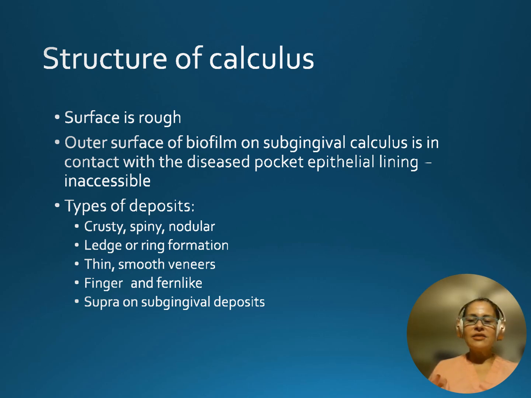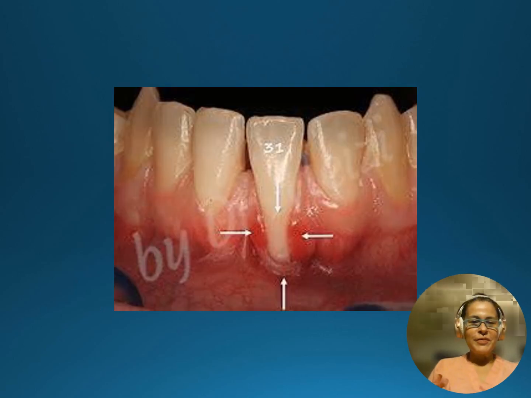Types of deposits, you're going to find each one of these: crusty, spiny, nodular, ledge or ring formation. You can have a ring all around the tooth. Thin, smooth veneers, those are the ones sometimes that are hard to detect. Finger and fern-like, and supra on subgingival deposits. So you can have calculus that is subgingival, and then you can have calculus coming out of the subgingival calculus, which will be a combo.